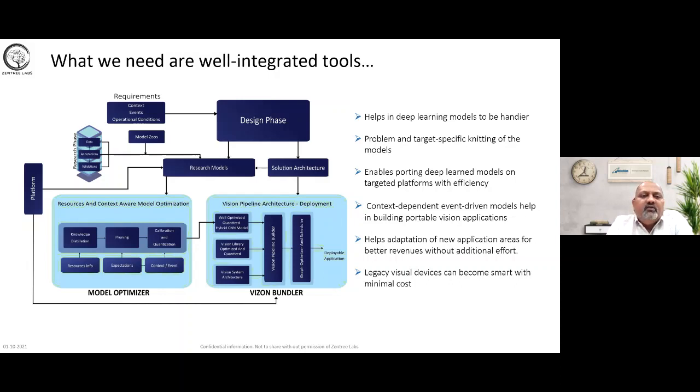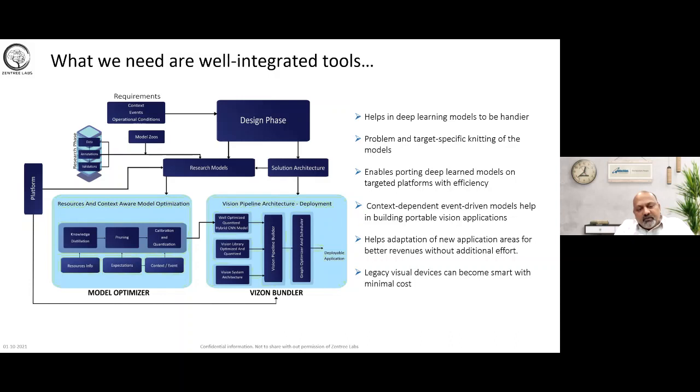Once a solution is proposed, you will go researching the models. As a first step, you may be accepting them from the model view, and then you will evaluate it: does that fit on my hardware, and what kind of changes may I have to bring in to suit the given context, events and operational conditions? Then we need some sort of model optimization. I put everything in model optimization, where we select a model and get it ready to be ported on the targeted platform.